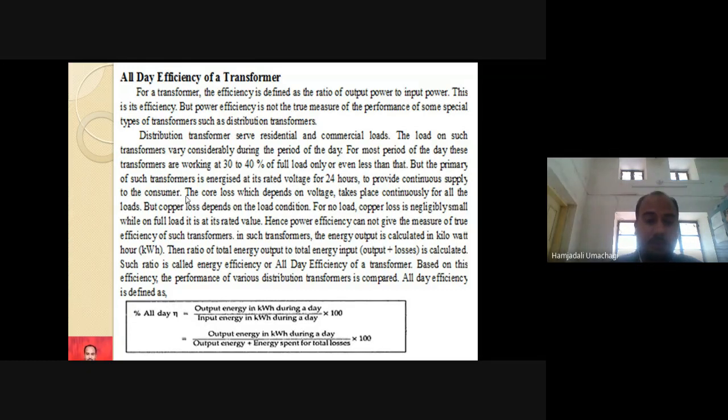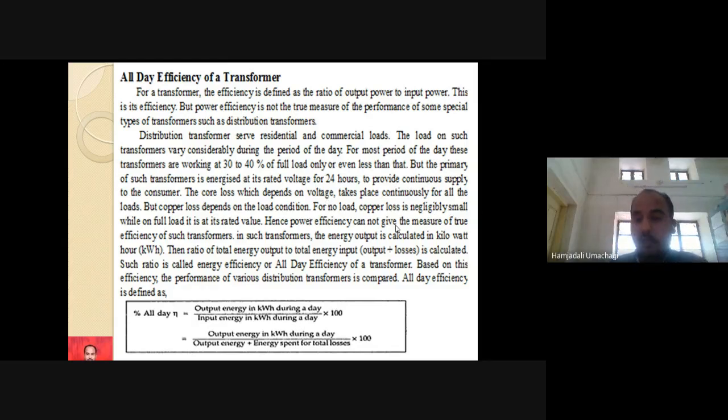with the power supply. The core loss, which depends on voltage, takes place continuously, because if the power supply is on for 24 hours, there will be continuous iron losses. But copper loss is a function of load. It is a function of loading condition. Loading condition means how the consumer is going to make use of the power supply. If the consumer connects some electrical gadget to the power supply, then the load will be on. If the load is on, current will start to flow. If current starts to flow, then copper losses will come into the picture. So copper losses are time dependent, whereas iron losses are constant throughout the day.